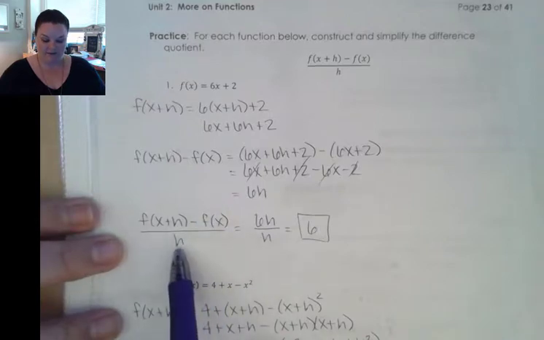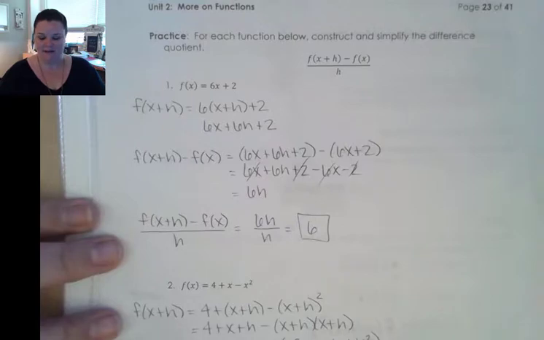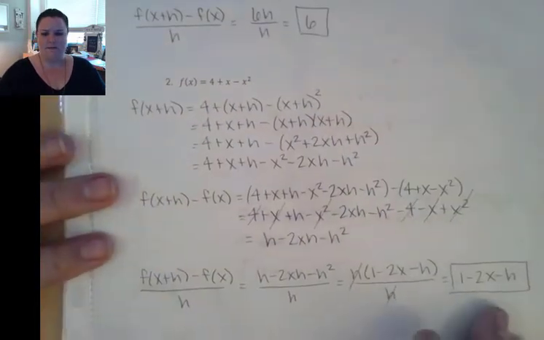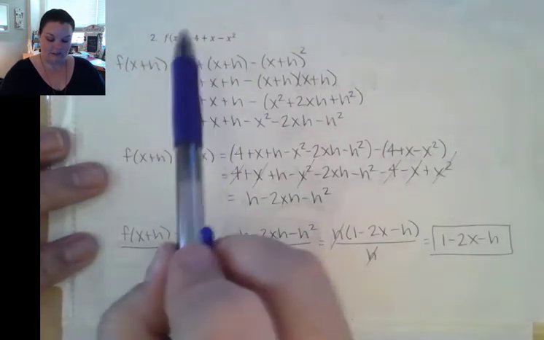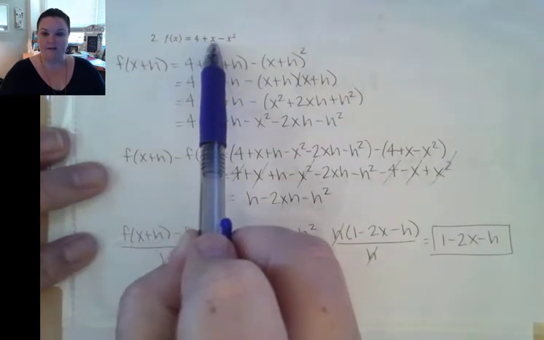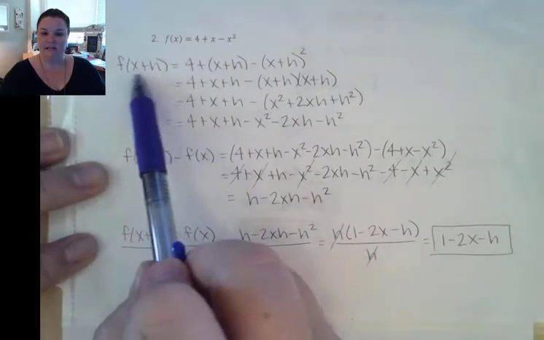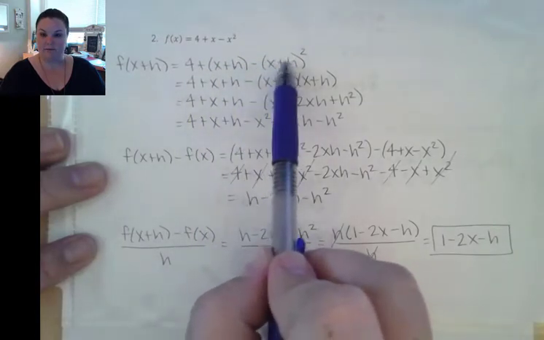Last step is to divide off the h. 6h divided by h leaves us with 6. Okay. If you need to go back over that slower, go ahead and pause the video. But I'm going to go ahead and move on to number 2. Same thing here. This function says we do 4 plus our input minus our input squared. In this case, our input is x plus h. So we do 4 plus our input minus our input squared.